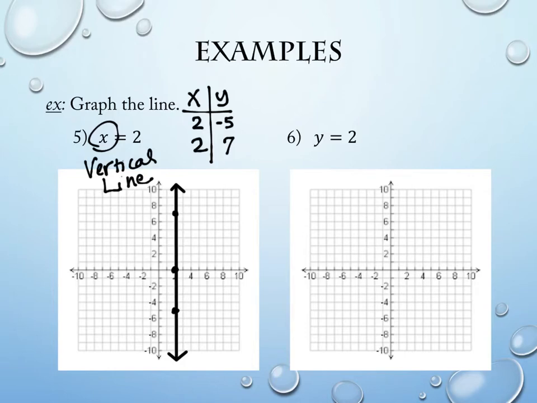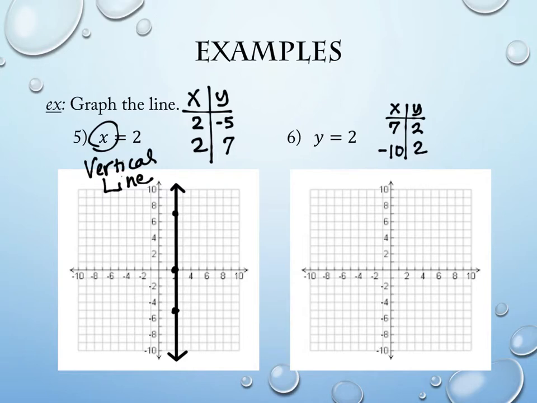All right, the other one must be horizontal because I told you one was one and one was the other. The exact same reason: I can pick any x value I want, and no matter what x value I pick, y is 2. So if x is 7, or if x is -10, or if x is 0, or x is 1, no matter what x value I pick, I get a y value of 2.